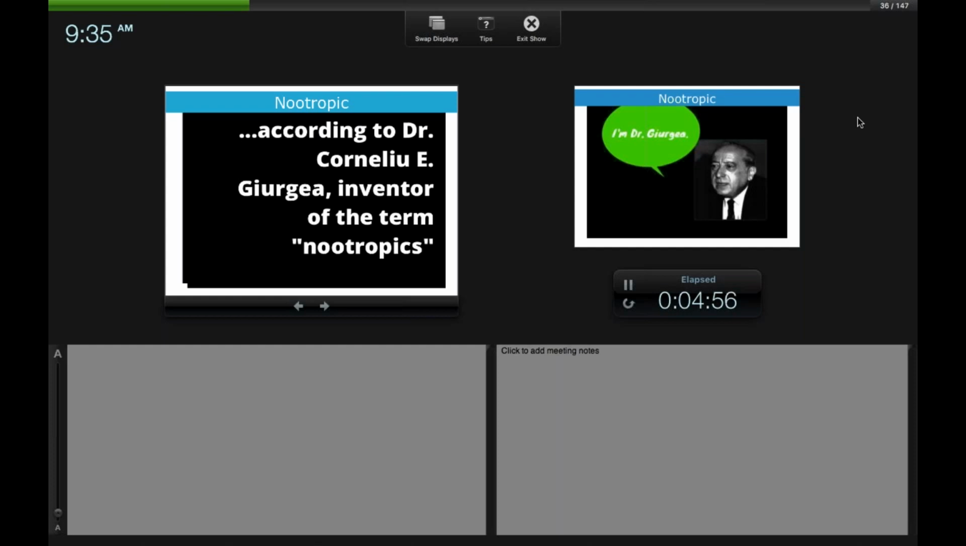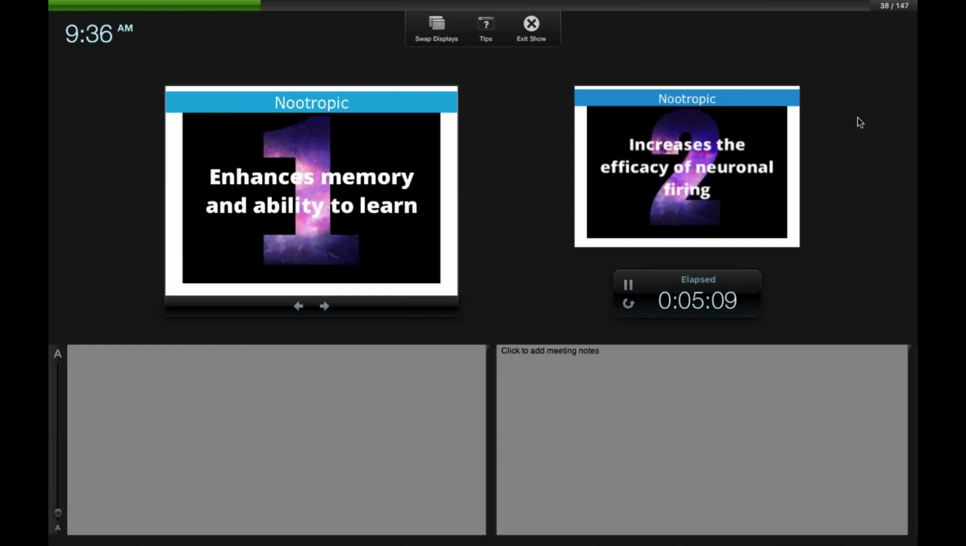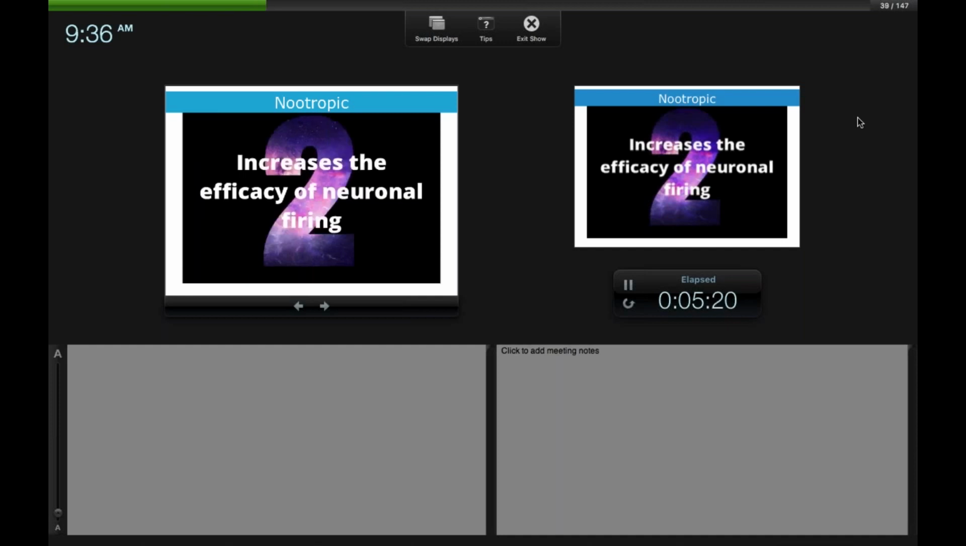So Dr. Corneliu Giurgea, I don't think I'm pronouncing his name right at all, is the inventor of the term nootropic. So this is what he looks like. He determined that there are 5 criteria that must be met for something to be deemed a nootropic. The first one is it's got to enhance memory and your ability to learn. The second one is it's got to increase the efficacy of neuronal firing.